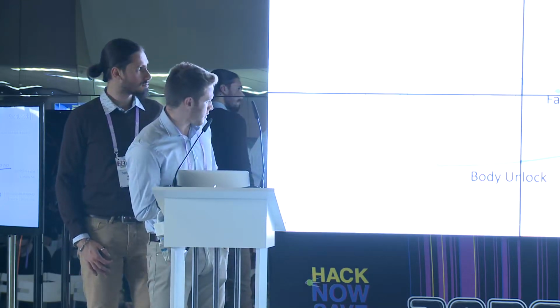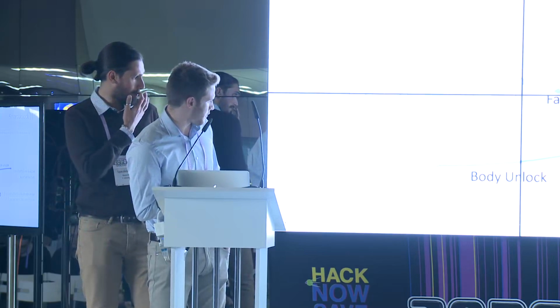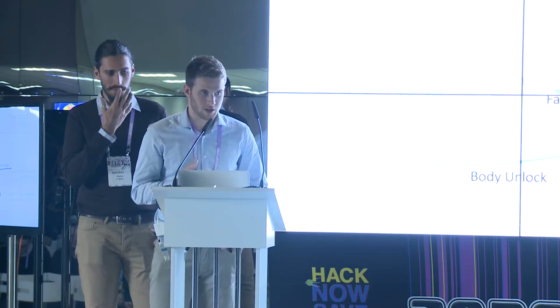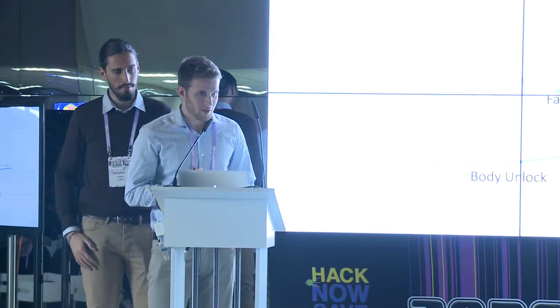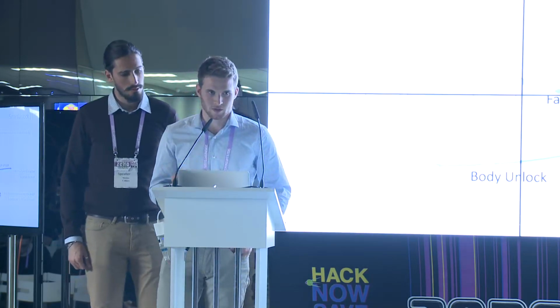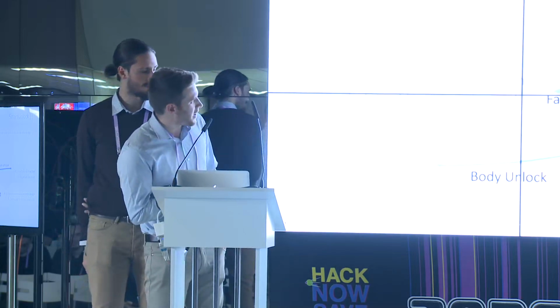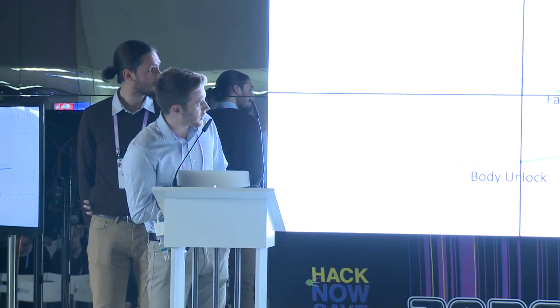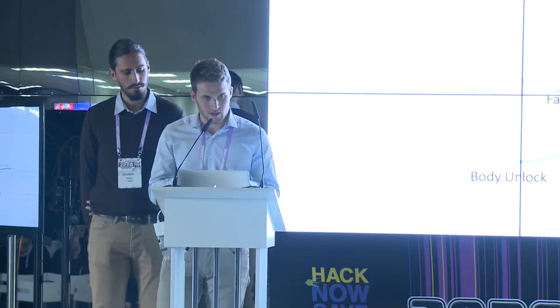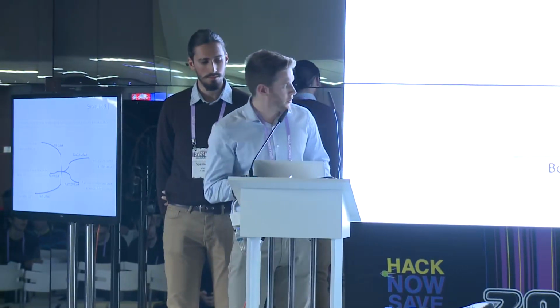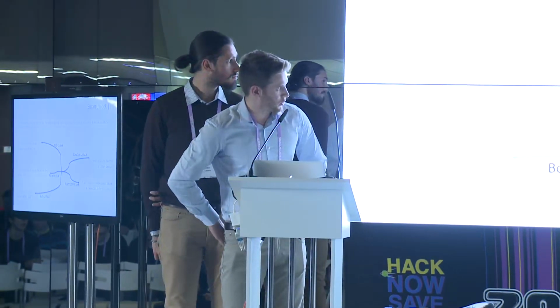Then we have the body unlock, where the smartphone is in contact with the body. I have no idea why they implemented this, because it doesn't recognize if the body is of the owner or not, of course. And then we have the location unlock, so we can set a range, and if the smartphone is within that range, the smartphone is unlocked. And then we have the Bluetooth unlock, which is of course what we are focusing on today.